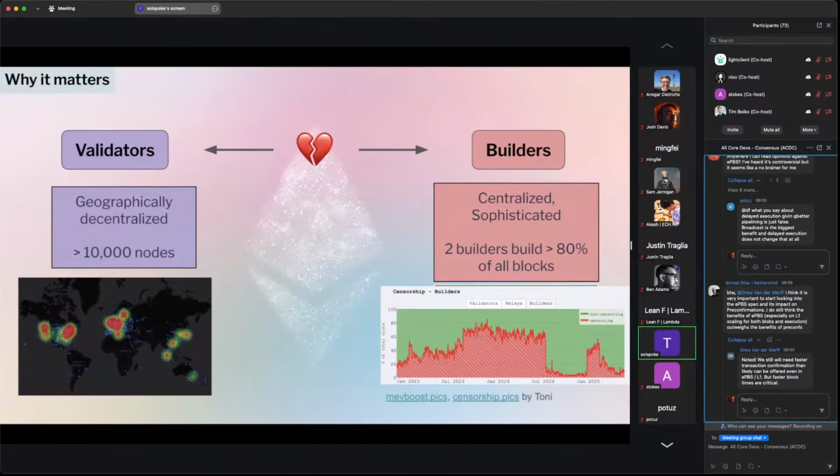So what Fossil does is it fixes this by giving power back to the more decentralized set of validators to enforce inclusion constraints on builders, and that restores fairness and ensures Ethereum remains incredibly neutral.